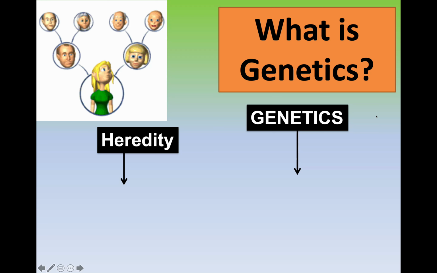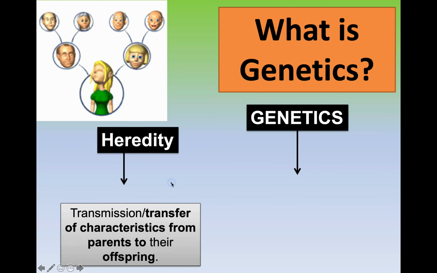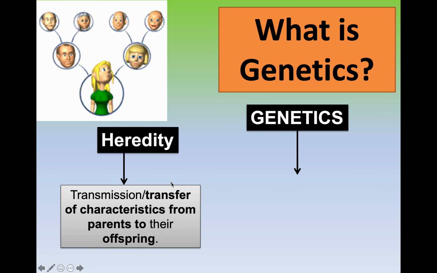In this lesson we want to understand what is genetics. In order to understand what genetics is, we need to understand what is the meaning of the word heredity. When we speak about heredity, we are speaking about the transmission or the transfer of characteristics from a parent to an offspring. What is heredity? It is the transfer of characteristics from the parent to the offspring.